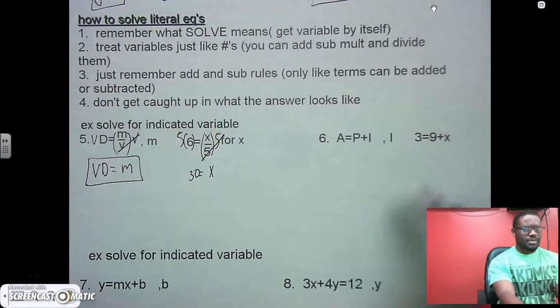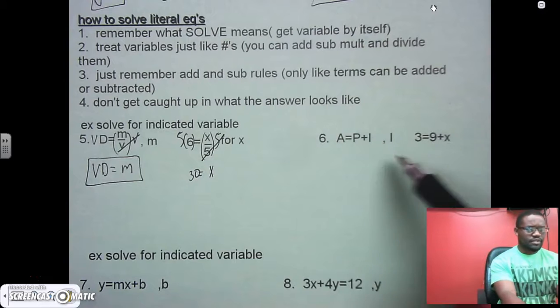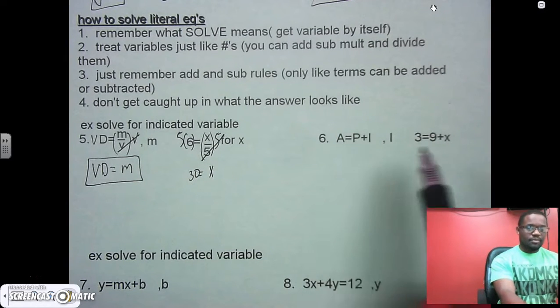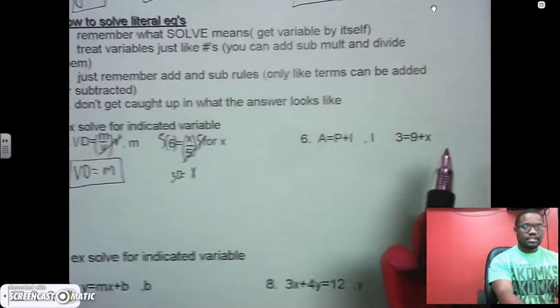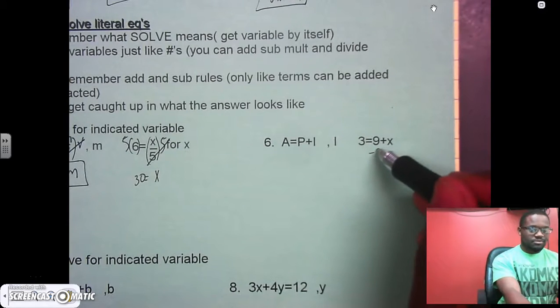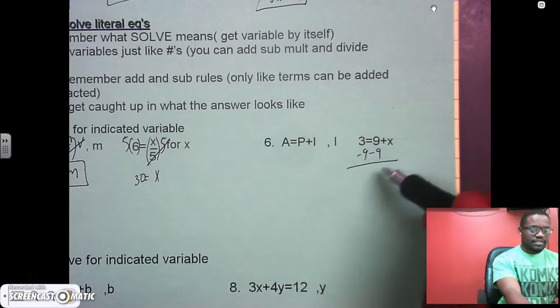Now, all these equations may not be real equations. I don't know if this one is. And I need to solve this for i. Again, that's what that means, solve for i. Now, before I do that, I want to take a look at this example over here, though. I'm going to solve this for x by subtracting 9 from both sides. And that leaves me negative 6 equals x.